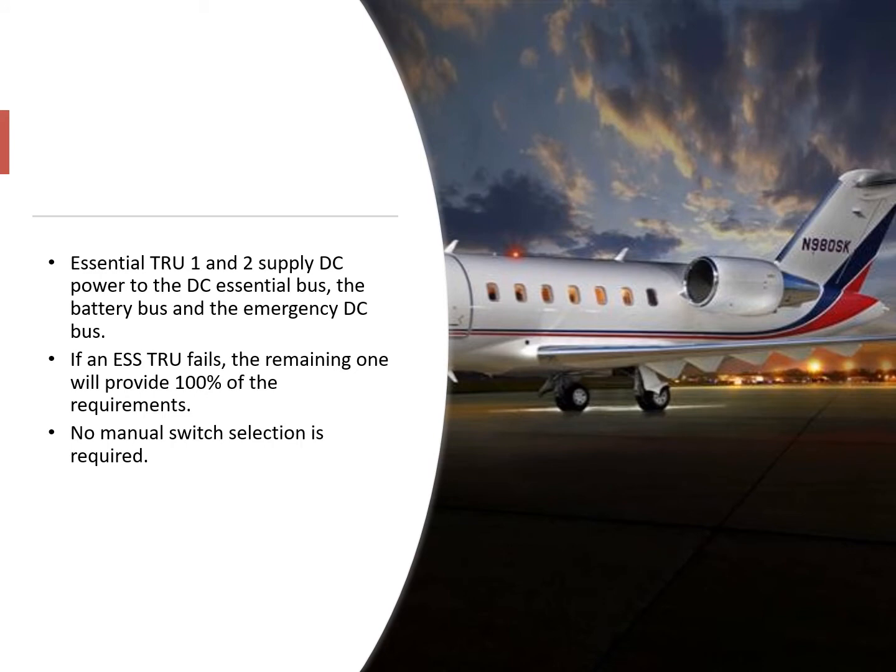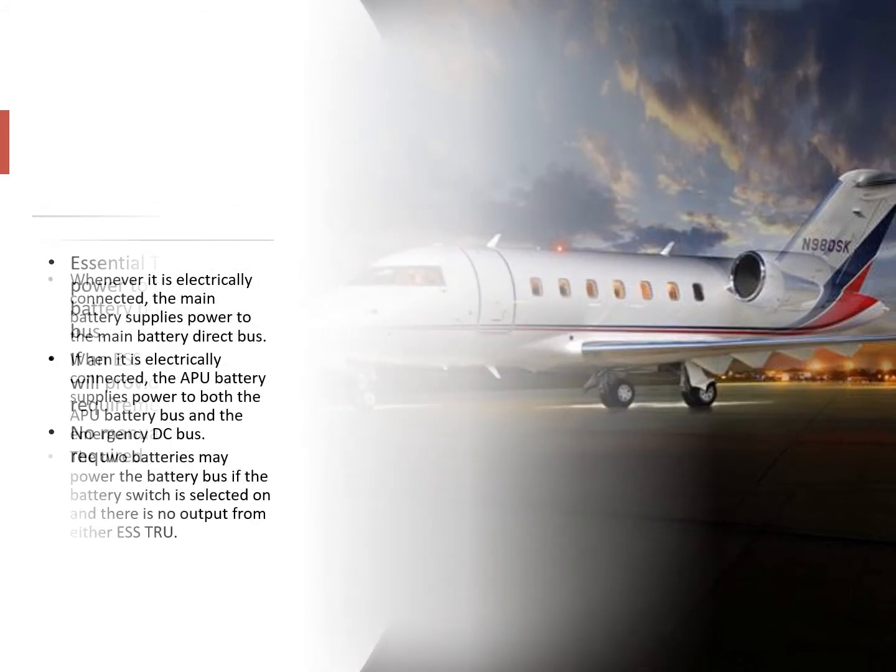Essential TRUs 1 and 2 supply DC power to the DC essential bus. There is only one DC essential bus, just to point out, plus the battery bus and the emergency DC bus. If an essential TRU failed, the remaining one will provide 100% of the requirements. It takes over straight away, and it's uninterrupted. There's no manual switch selection needed.